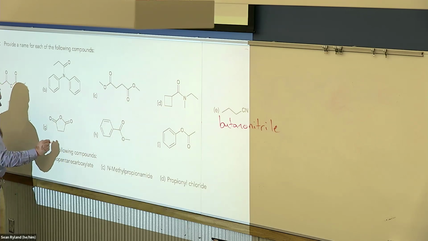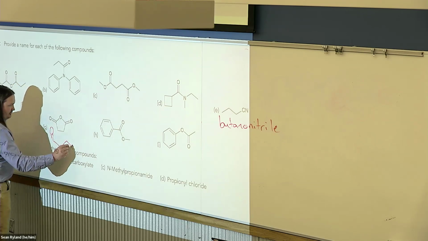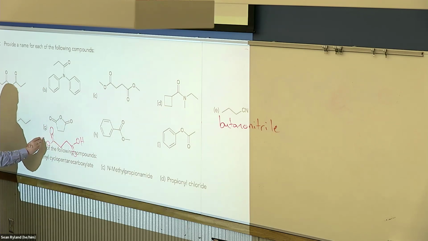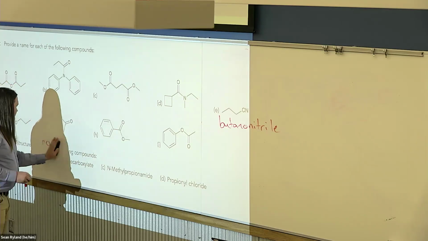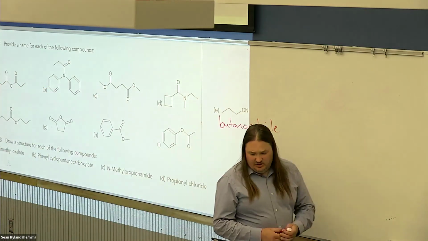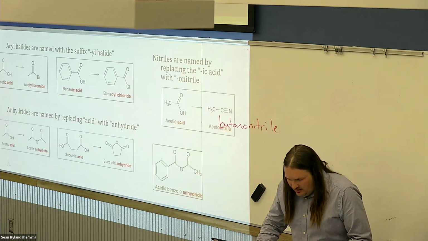But if we're counting 1, 2, 3, there's succinic acid. You take that and you fold it around on itself, you get succinic anhydride. Maleic anhydride does show up fairly often as well.